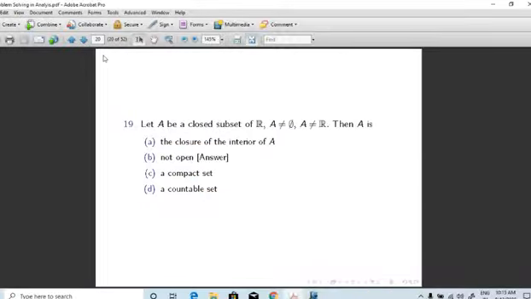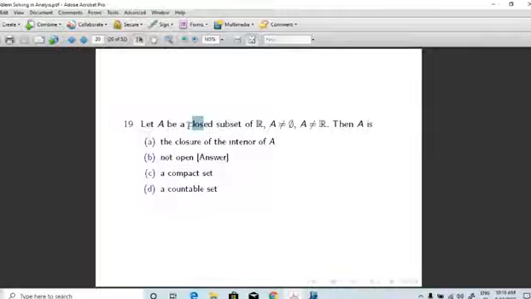Now the next question. Let A be a closed subset of R, and A is not empty and not equal to the whole set. Then A is not an open set, because we know that R is a connected set. Another way of saying a set is connected is that the only clopen sets are the empty set and the whole set. If it is closed, it cannot be open. If it is open, then A should be both open and closed, because we are already given that A is a closed set.